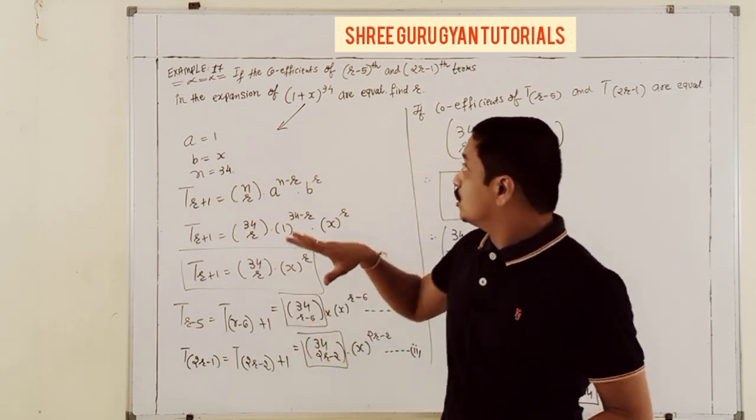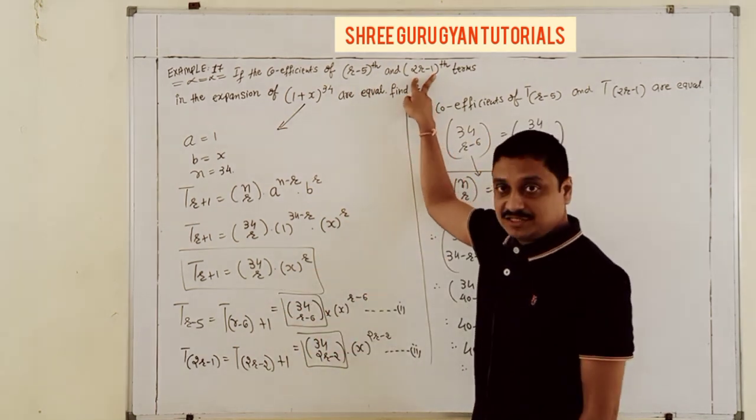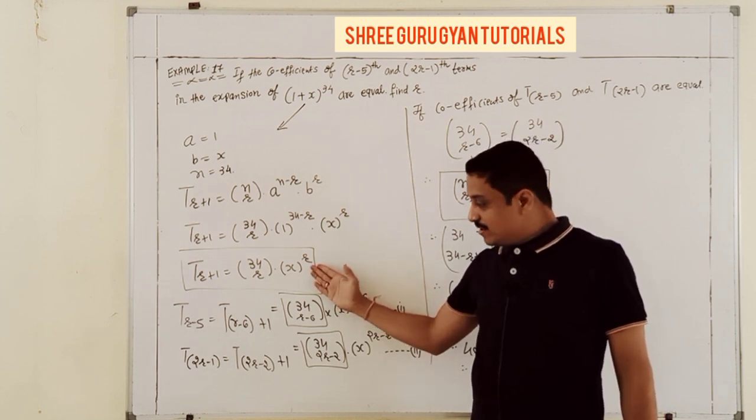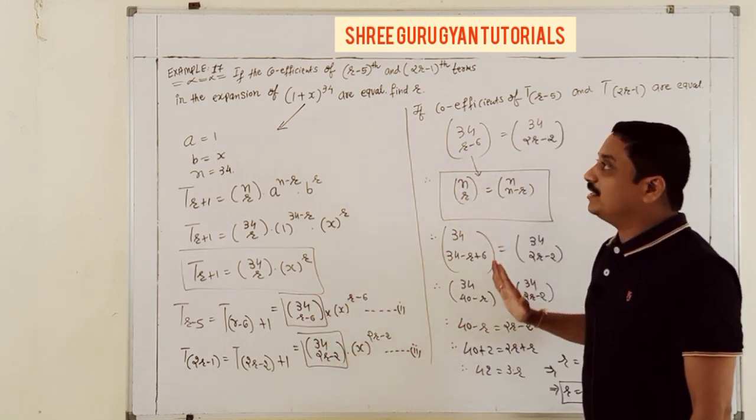Sometimes in a question different coefficients are given, so you derive by first forming the general term, and after that you derive in this pattern.